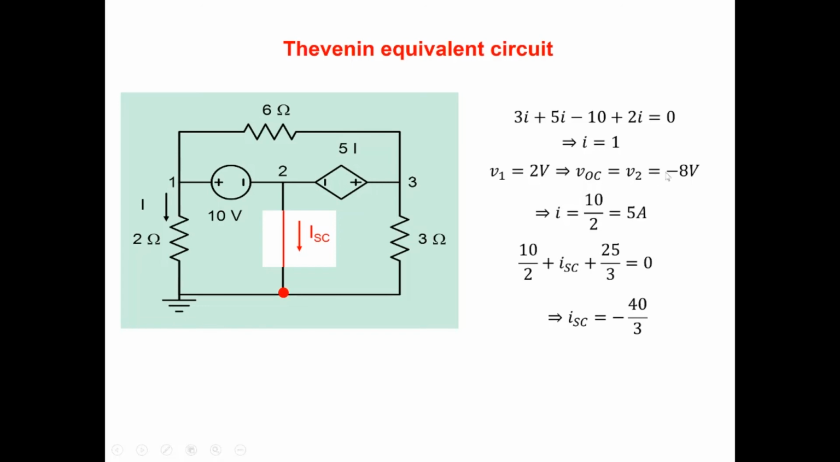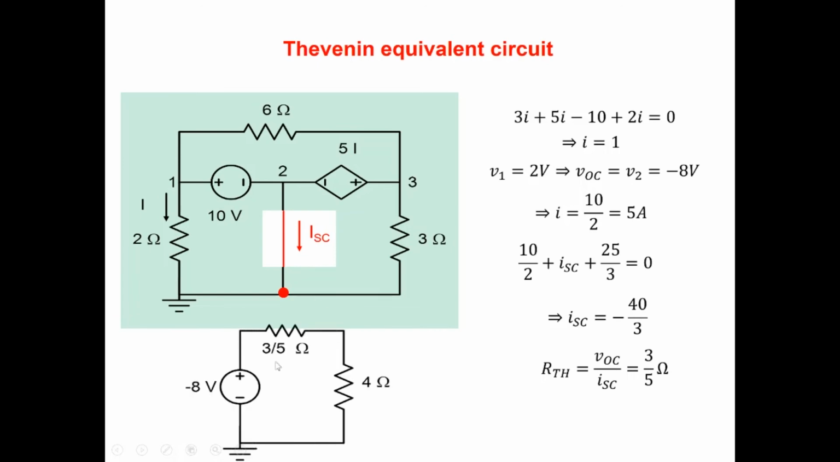So we have found the open circuit voltage and we have found the short circuit current. We can take the ratio of the two and we get the Thevenin's resistance, which is 3 by 5 ohm. So now between these two terminals we can build the Thevenin's equivalent circuit. This is the Thevenin's voltage, minus 8 volt. This is 3 by 5 ohms. And so this is the whole circuit here.